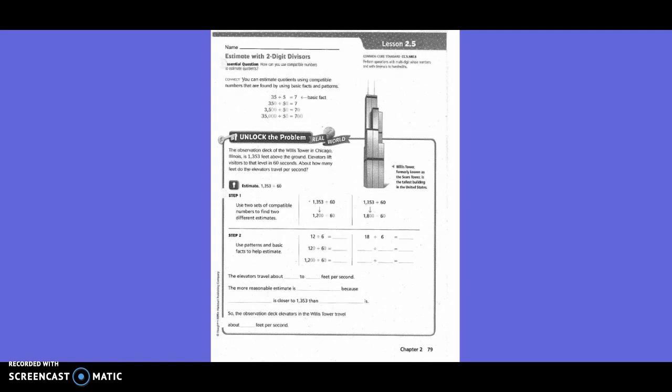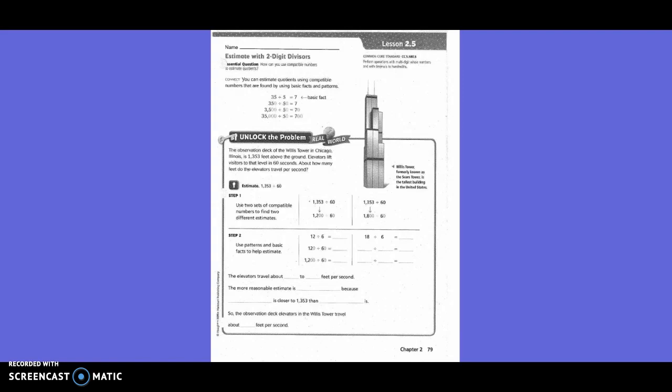So unlock the problem. The observation deck of the Willis Tower in Chicago, Illinois is 1,353 feet above the ground. Elevators lift visitors to that level in 60 seconds. About how many feet do the elevators travel per second? So use two sets of compatible numbers to find two different estimates. So they want to take 1,353 divided by 60.